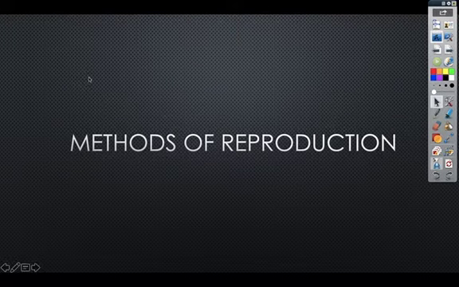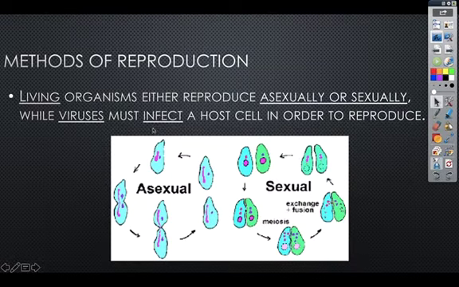Hopefully we all know that the two major categories of reproduction that we've studied in the past are asexual and sexual reproduction. So living organisms, they're either going to reproduce asexually or sexually.